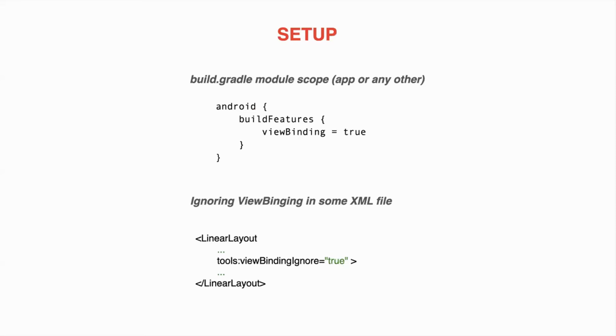So how to enable or set up view binding? Well, first you need to add this tiny block to your build Gradle module scope, which means app scope or any other module that might have views, but not the project scope. Then you can add this tag to ignore some XML files. But you shouldn't really worry about that, because the generated classes that are not used will be obfuscated by ProGuard. So I don't actually personally use this viewBindingIgnore tag.